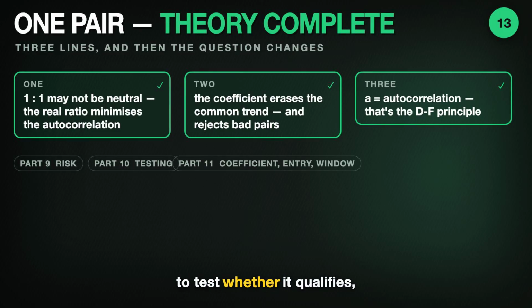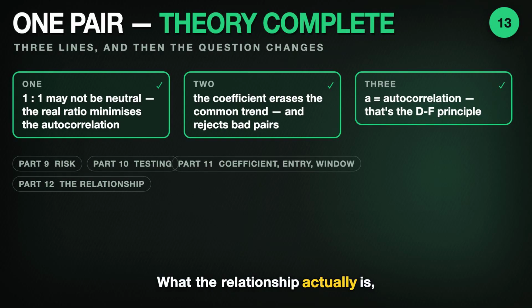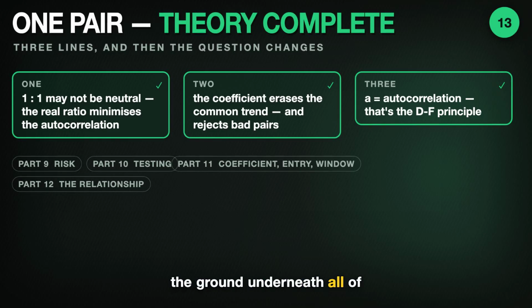How to test whether it qualifies, from Part 10. How to measure its risk, from Part 9. How to set the coefficient, the entry line and the window, from Part 11. What the relationship actually is, from Part 12. And today, the ground underneath all of it.